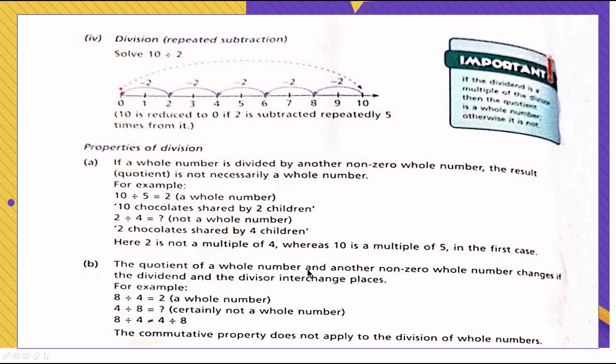B: The quotient of a whole number and another non-zero whole number changes if the dividend and the divisor interchange. For example, 8 divided by 4, the answer is a whole number. If we interchange these numbers, 4 divided by 8, the answer will not be a whole number. This will be a rational number. The commutative property does not apply to the division of whole numbers.